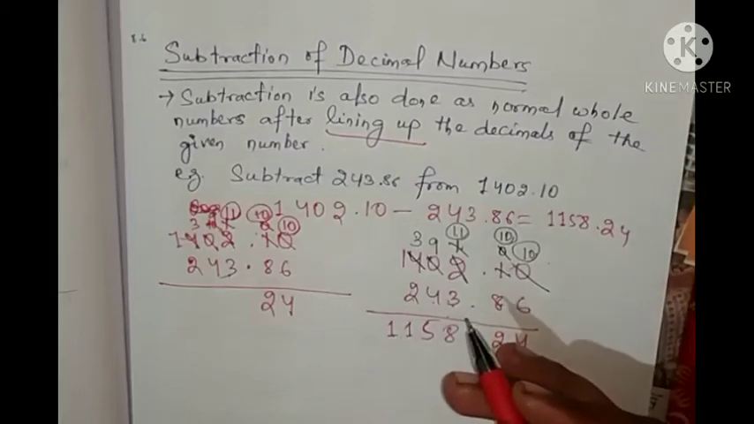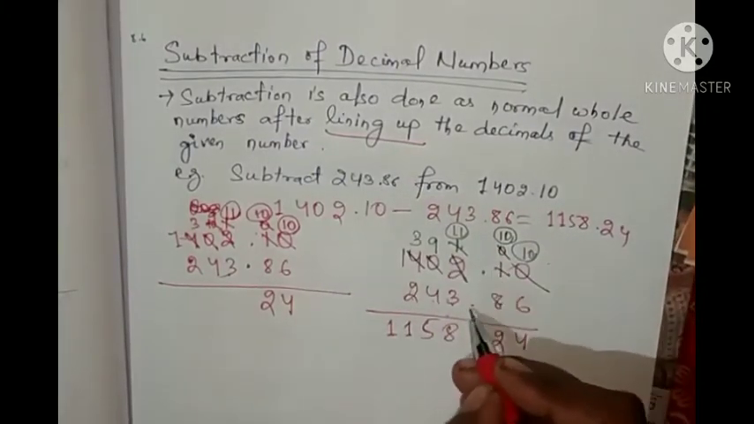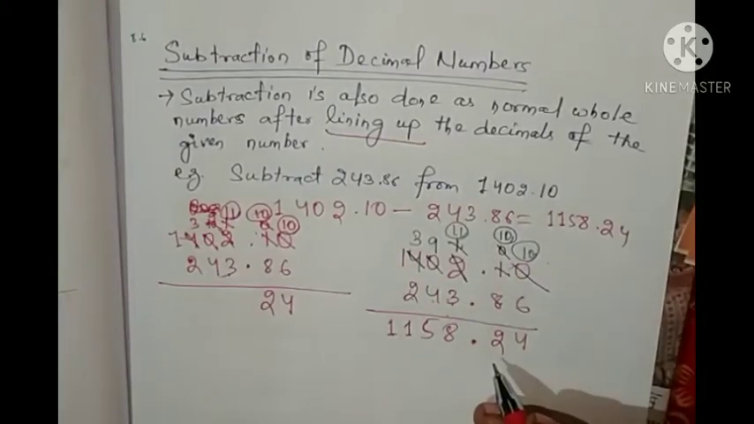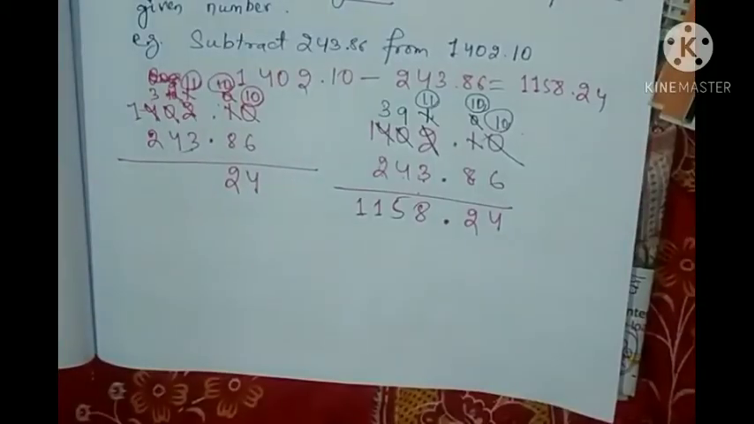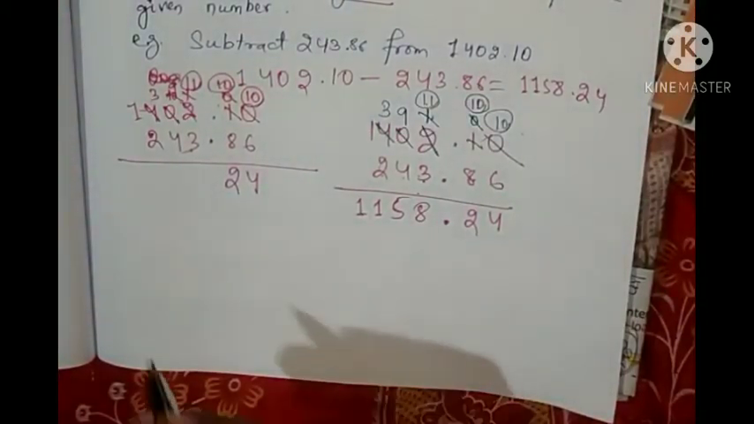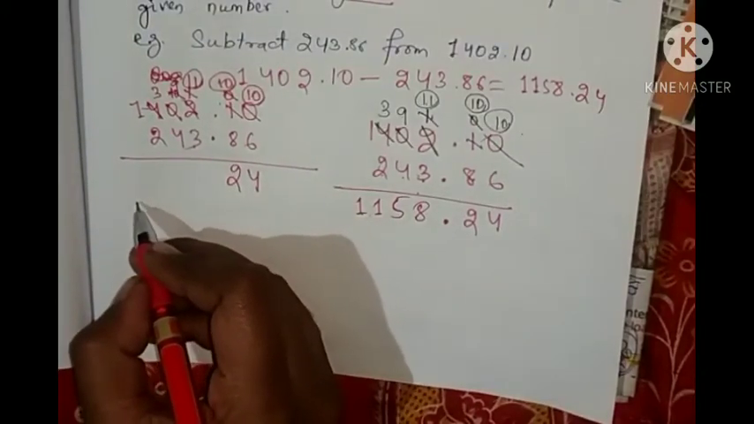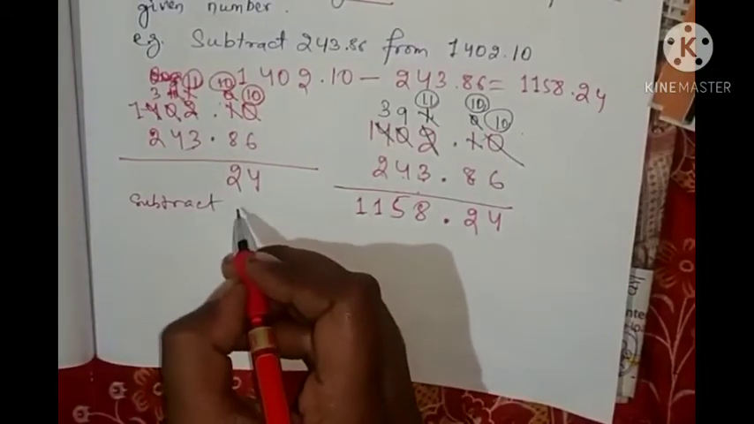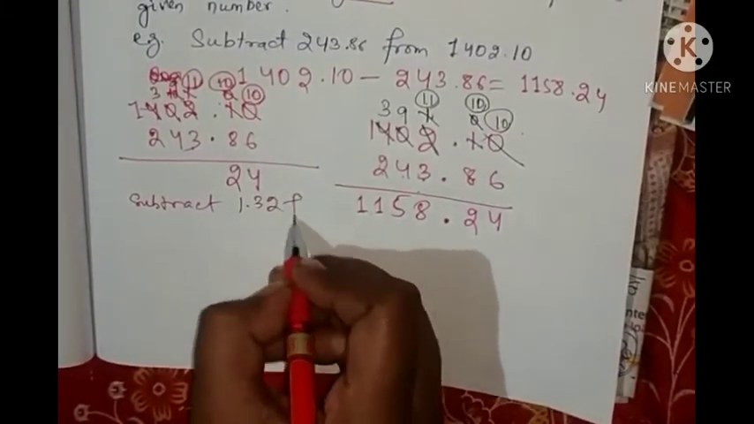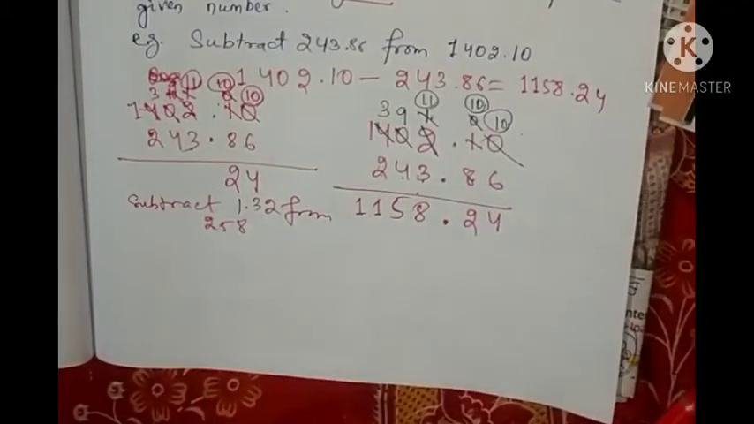So like this we can borrow and do the subtraction how we do with whole numbers. So what thing we have to remember? We have to remember to line up the decimal point. Another thing we can do is use the place value chart. So let's see how we can do it by place value chart. For example, subtract 1.32 from 2.58.